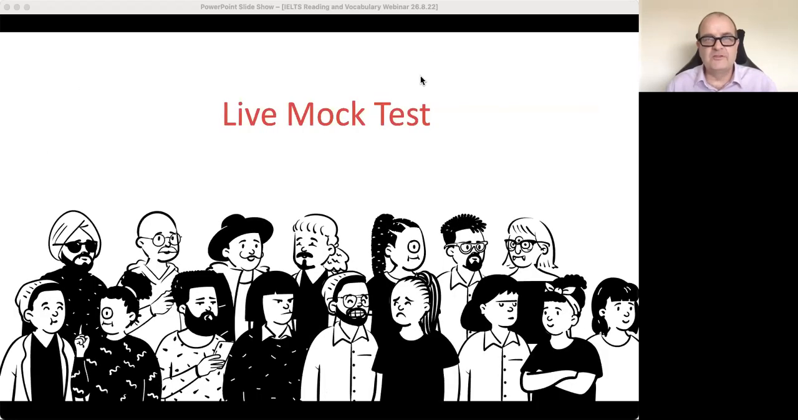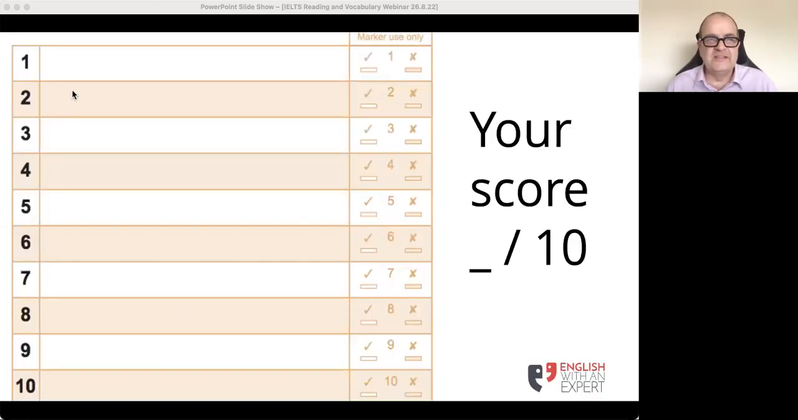Okay. That was a part of the reading that we're going to be doing today then in our mock test. So let's move on to the live mock test. Now we are all warmed up and do a reading test together. This is what the paper score sheet looks like. Of course, many of you will do the reading test on a computer these days.